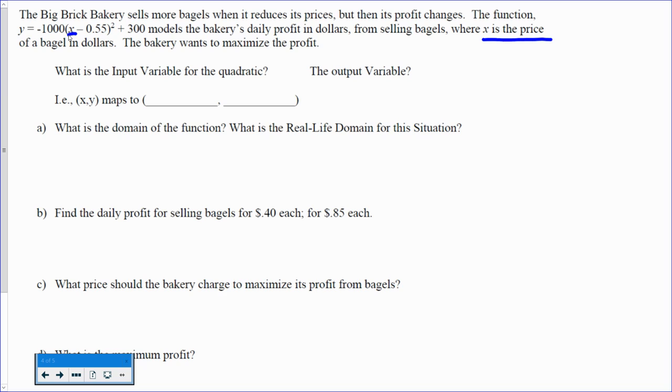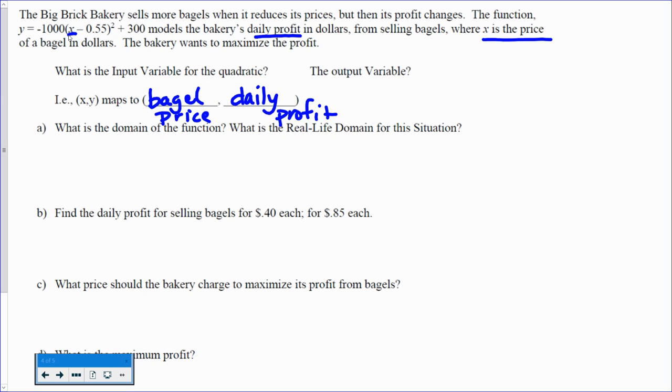Yes, it's X, but X is the price of a bagel. So that is the bagel price. So if anything asks me about the bagel price, when I go through these problems, they are asking about the X value. Okay? When I plug in my input of a bagel price, the Y value is the output variable. That's what we get back out. So that function is representing the daily profit. So we want to keep that in mind when we start asking these questions below, so we know which variable they are talking about. Okay?